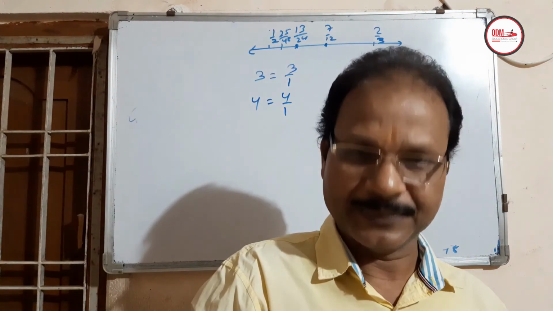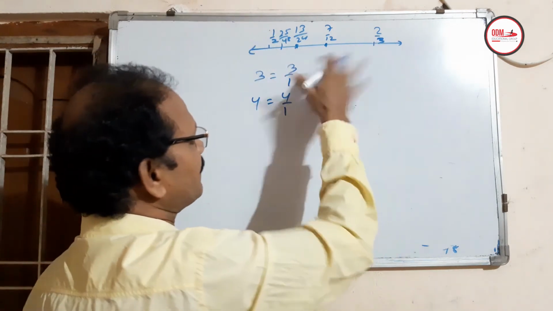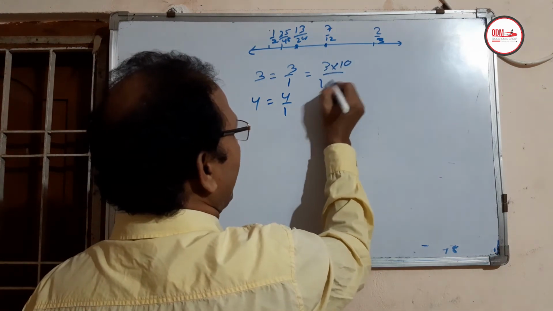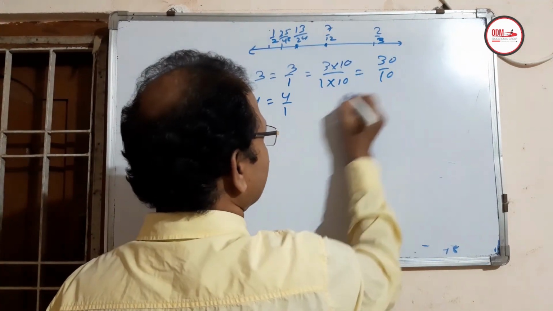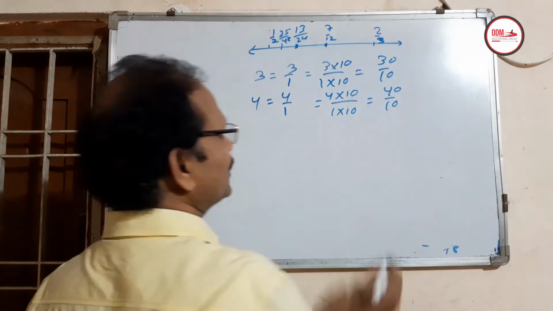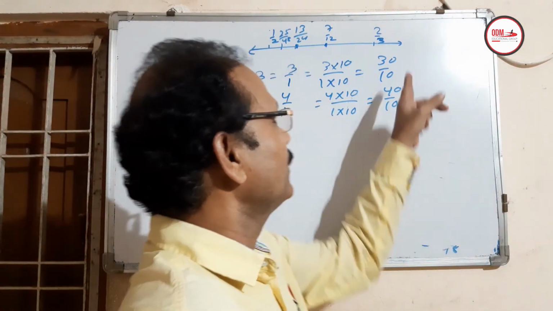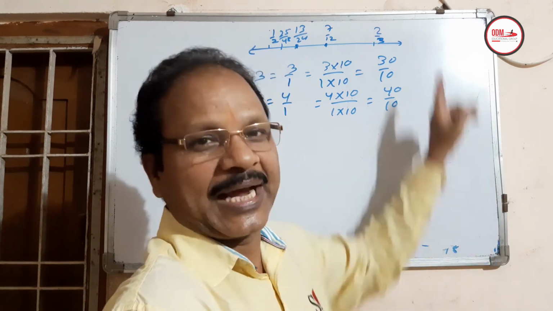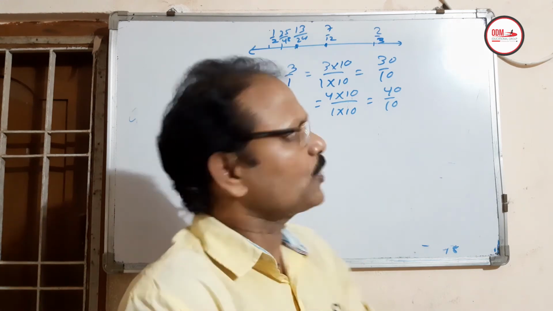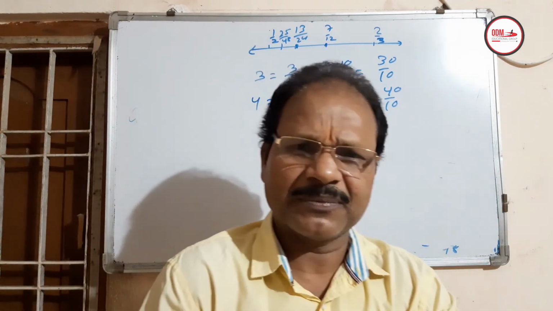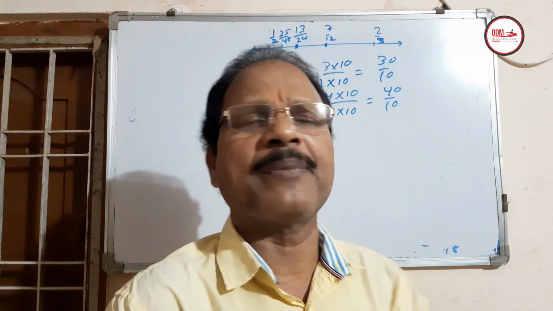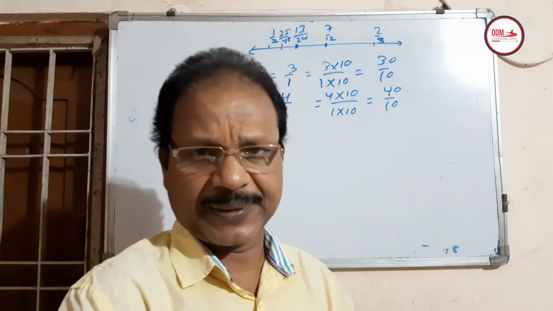Here the denominators are the same. So just multiply by 10. 3 into 10, 1 into 10. So we shall get 30 by 10. So 4 into 10, 1 into 10. We shall get 40 by 10. So 6 rational numbers we can easily find out: 31 by 10, 32 by 10, 33 by 10, like this. Instead of 10 you can multiply by 20, or 30. Like this you can multiply. You can get so many rational numbers, or the required number of rational numbers, in between the 2 given rational numbers.